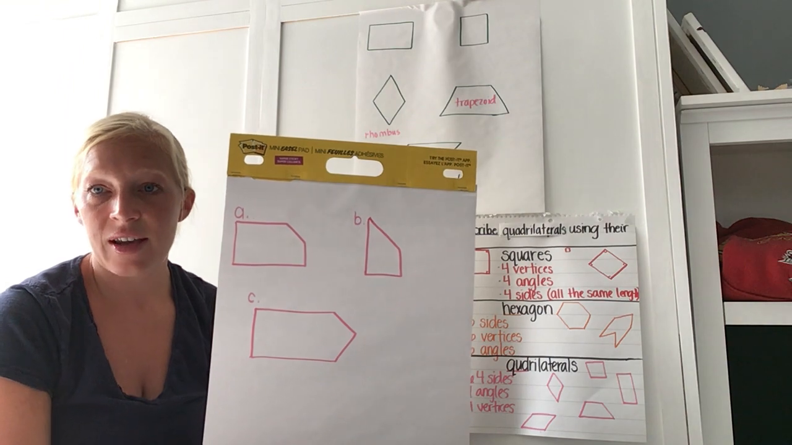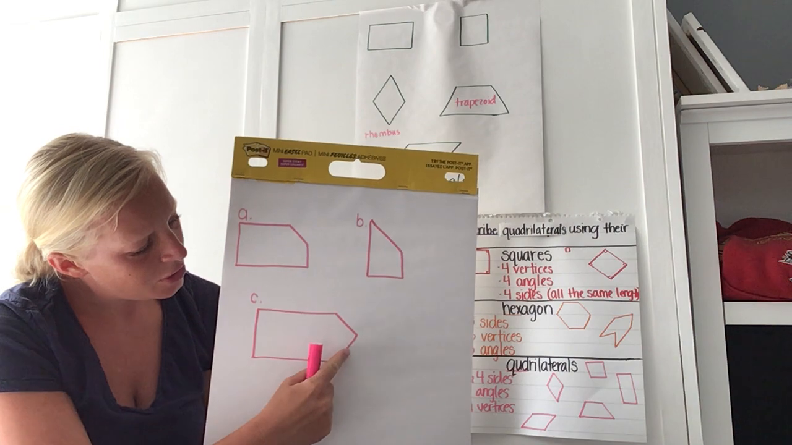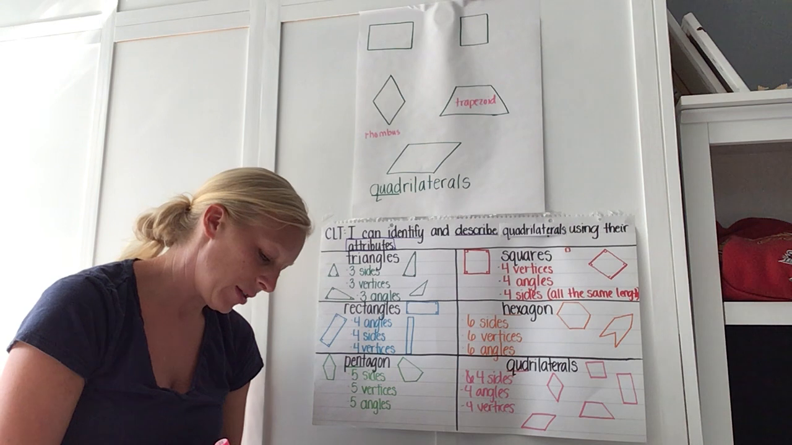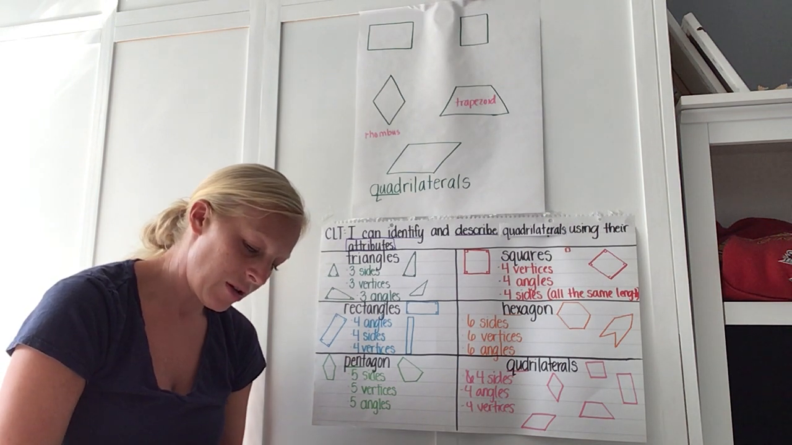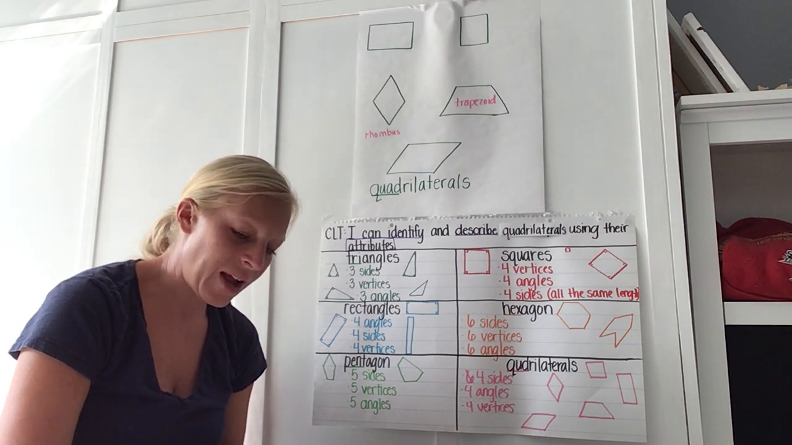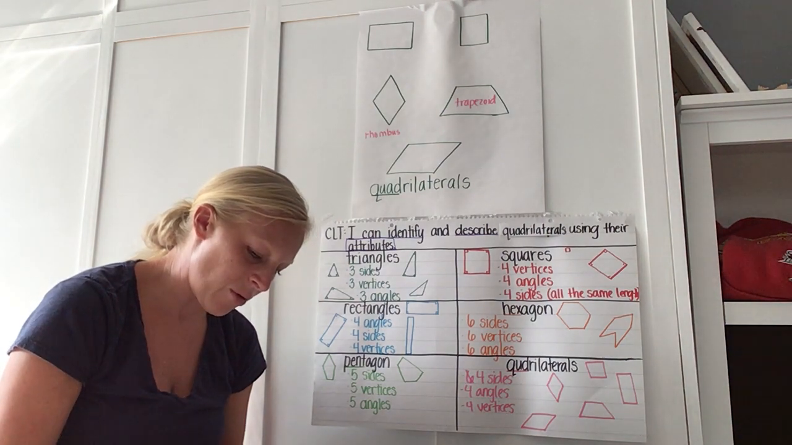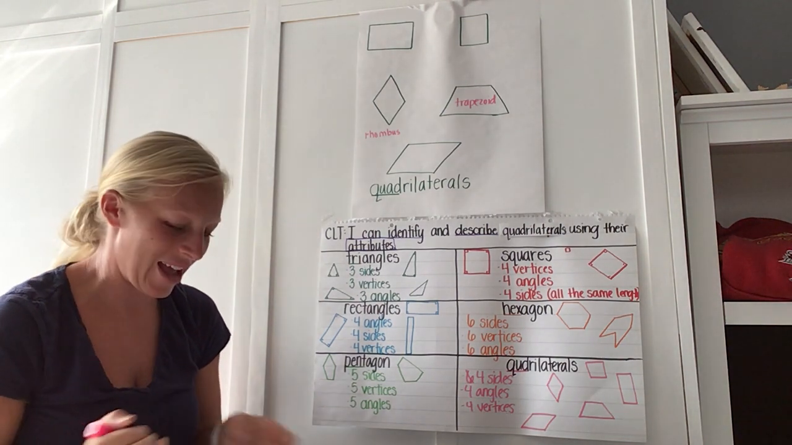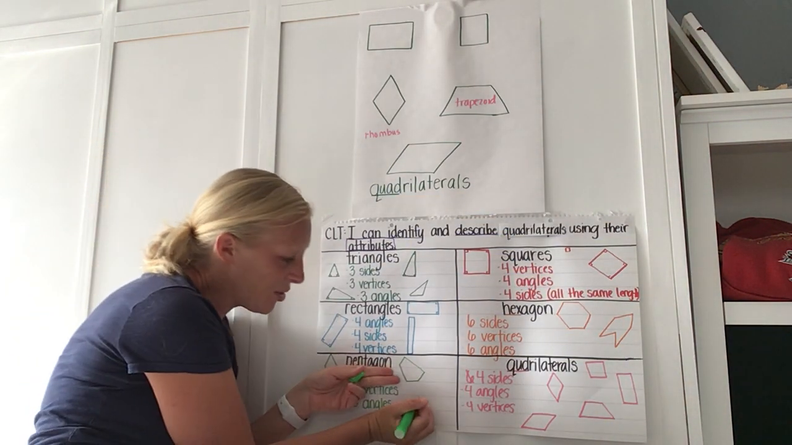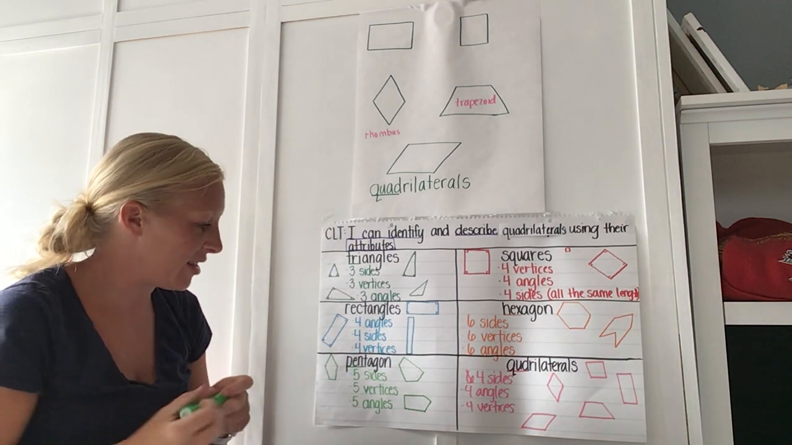C is or is not? Why not? 1, 2, 3, 4, 5. It is not a quadrilateral. You're right. It's a pentagon. It has those 5 sides. Absolutely. In fact, let's add that baby to our pentagon list, right? Looks kind of like a crayon, doesn't it?